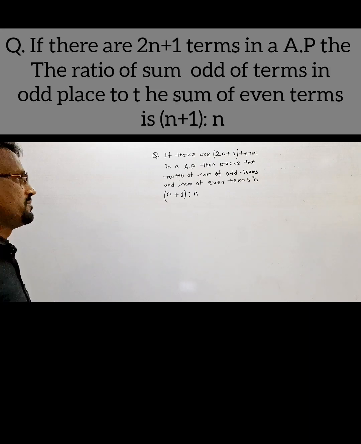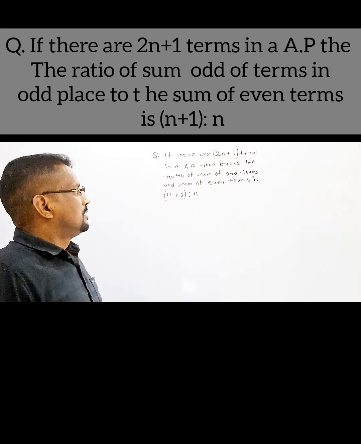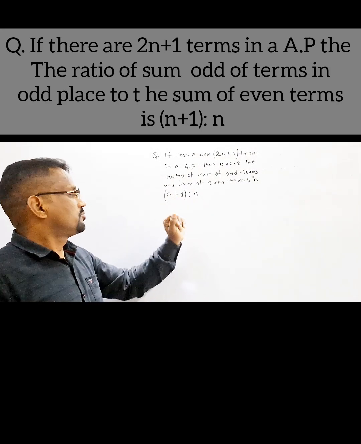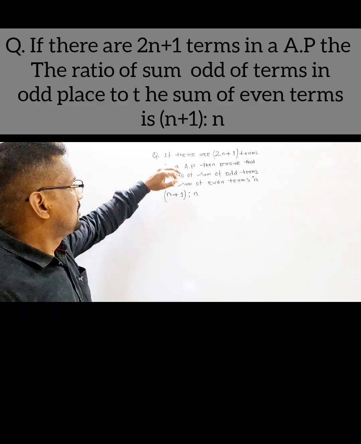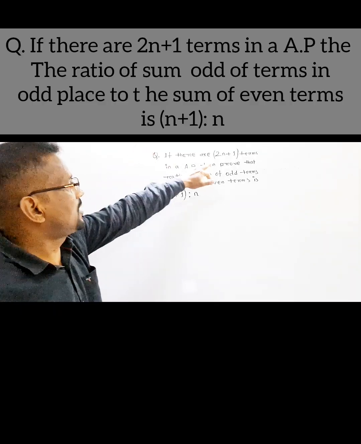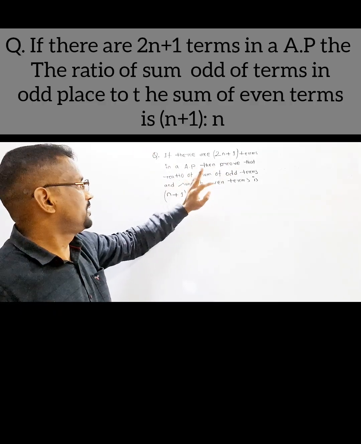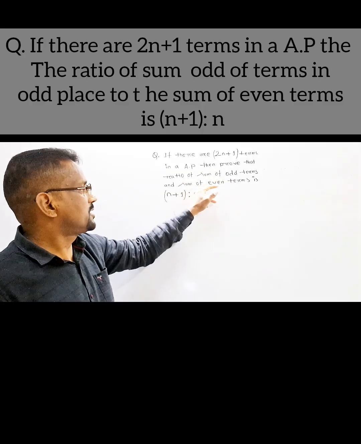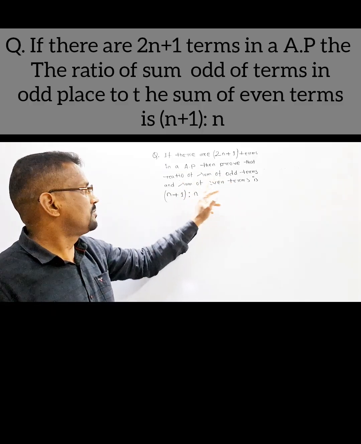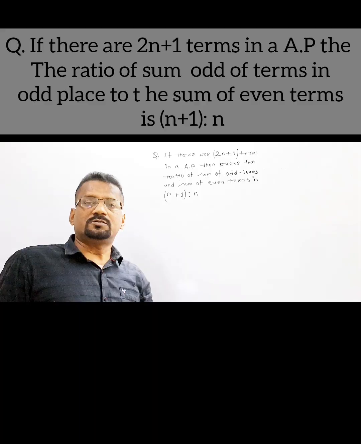Class 10 Maths, Chapter Arithmetic Progression. Here is a most important question for your board exams 2026. Question is, if there are 2n plus 1 terms in an AP, then prove that the ratio of the sum of odd terms and sum of even terms is n plus 1 is to n.